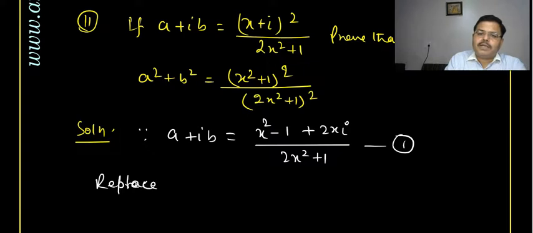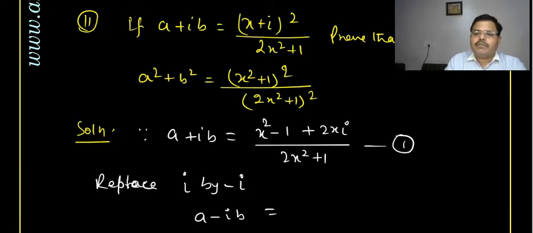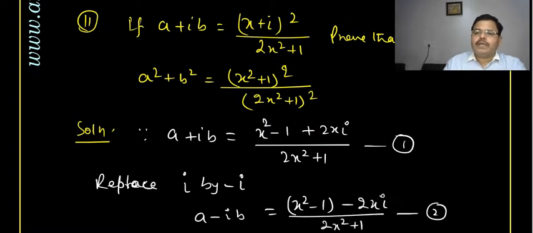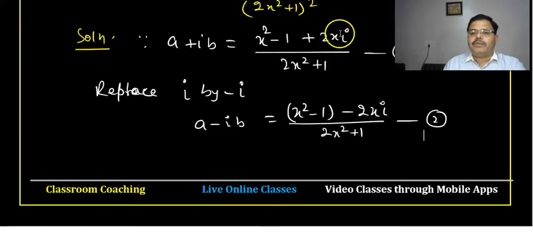Replace i by −i. So what will happen in that case? Then a − ib = (x² − 1 − 2xi) / (2x² + 1), that is 2. Now multiply 1 and 2.